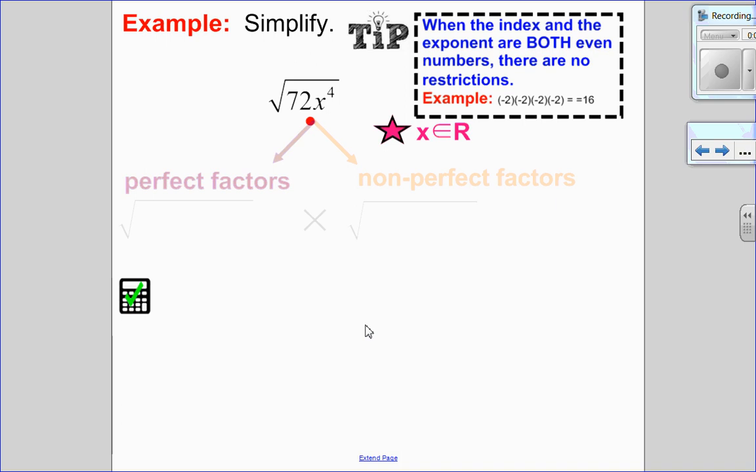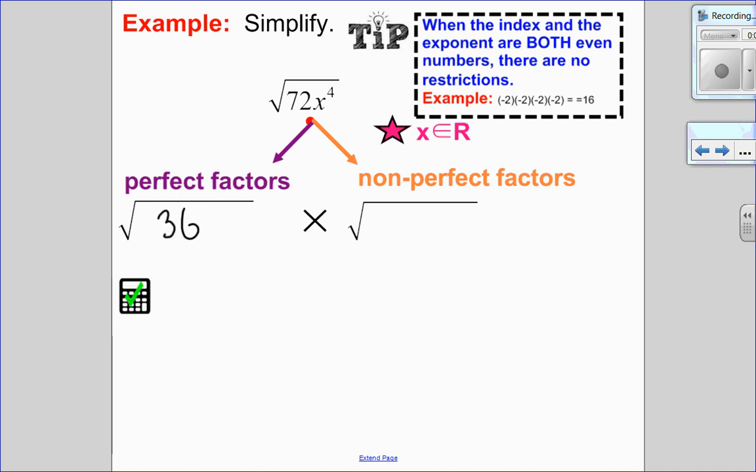Okay, let's break this into perfect and non-perfect factors. So highest perfect square factor of 72 is 36. And 36 times 2 is 72. Perfect square factors for variables. Remember, I'm looking for even exponents. So since 4 is an even exponent, it is all perfect, nothing left over. So the square root of 36 is 6. And the square root of x exponent 4 is 4 divided by the root of 2, which is 2. And I'm going to multiply that by the root of 2.